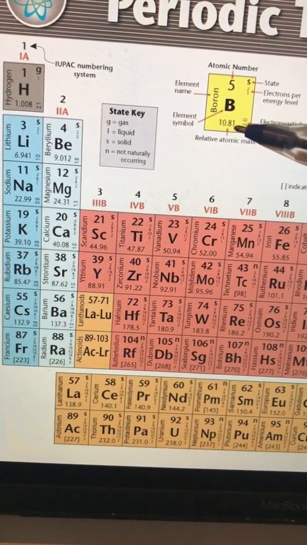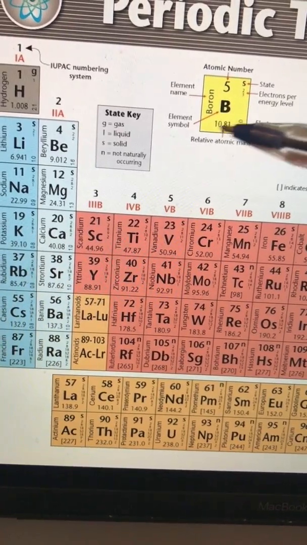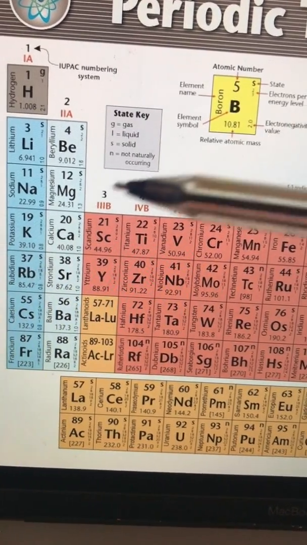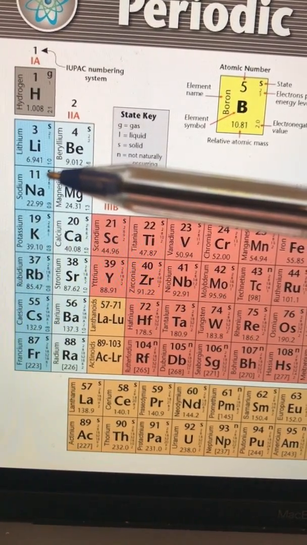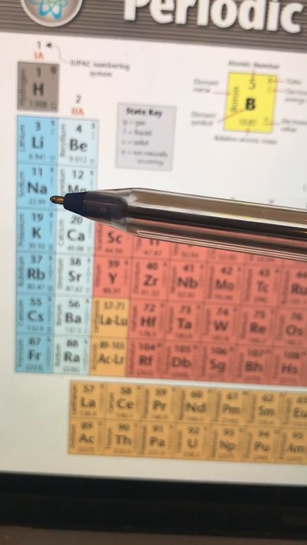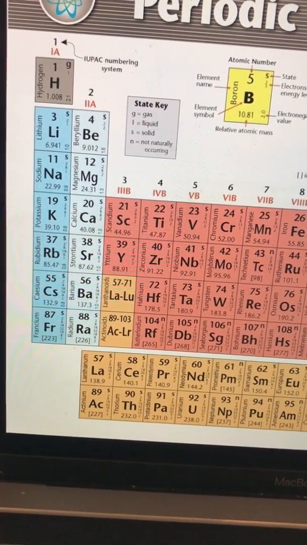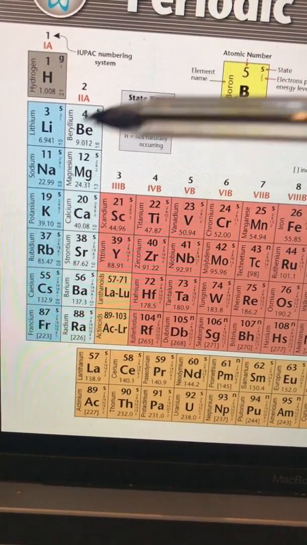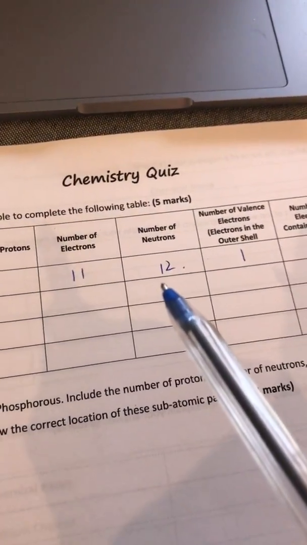To work out the neutrons, you take the relative atomic mass, you round it up, and then you subtract the atomic number from it. So for sodium, 11 protons, 11 electrons, and then relative atomic mass, 22.99 rounded up to 23, minus the atomic number, which is 11, equals 12. So you can see here 11, 11, and then 12.